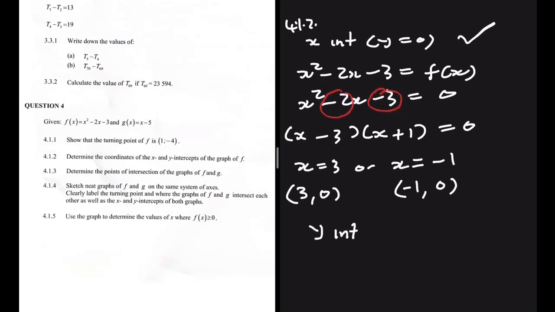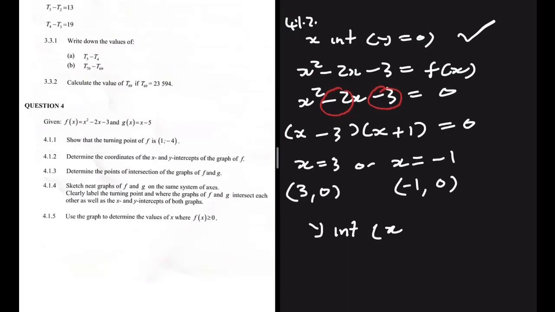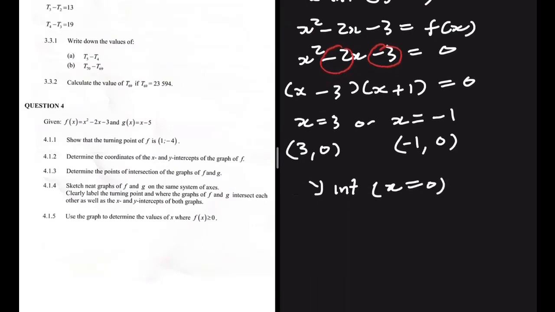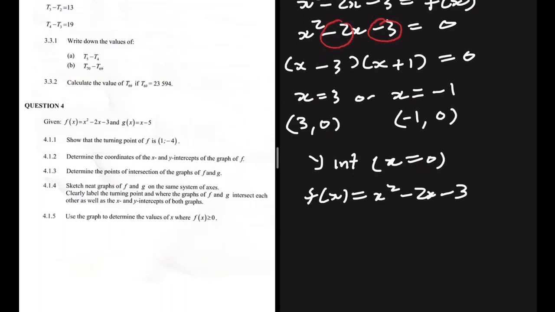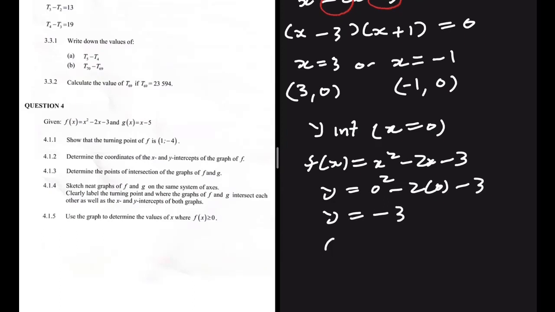So for the y-intercept, we're going to have x being equal to 0, right? So now we have f of x being equal to x squared minus 2x minus 3. We let x be equal to 0 now. So we're going to have y being equal to 0 squared minus 2 multiplied by 0 minus 3. So y is equal to minus 3, right? So that is our y-intercept. Now we have all the intercepts that we were required to find.